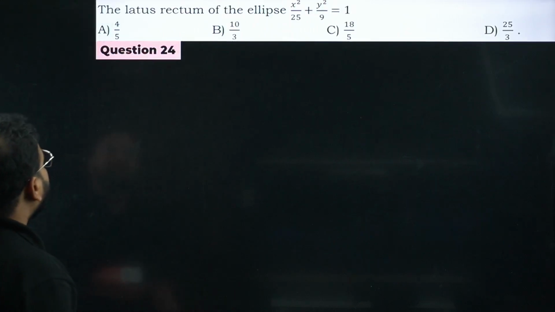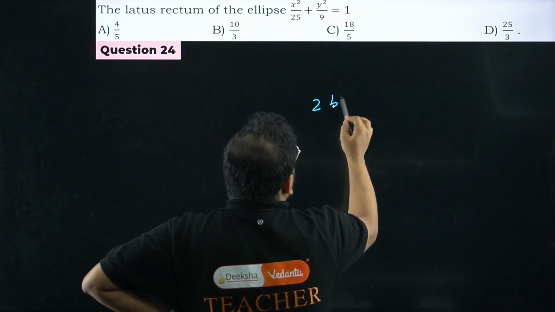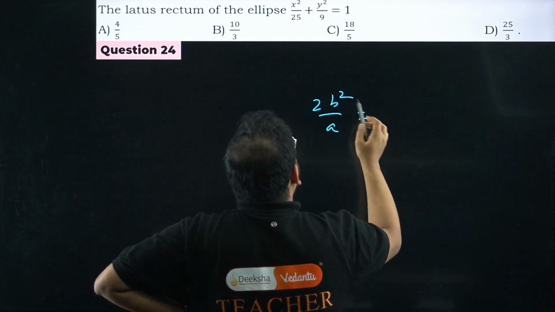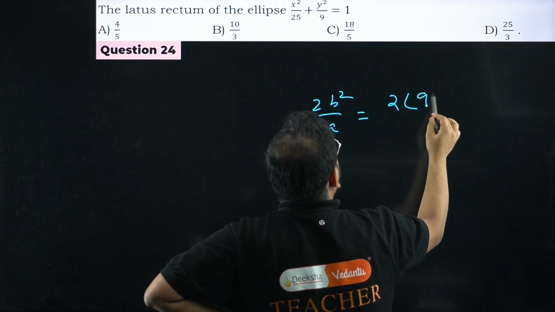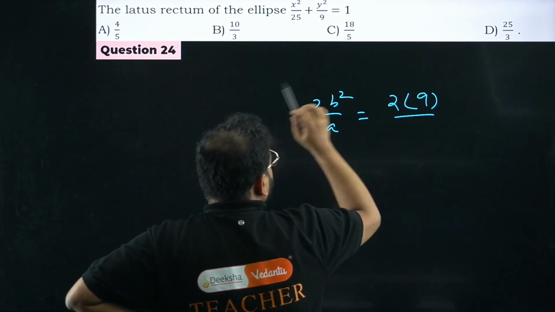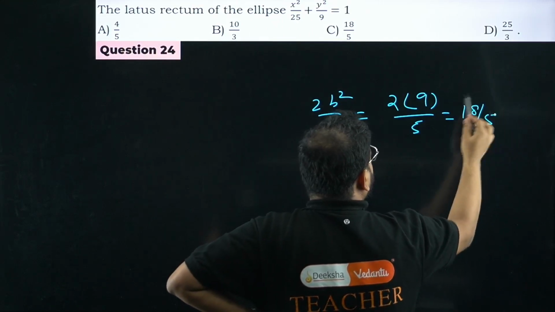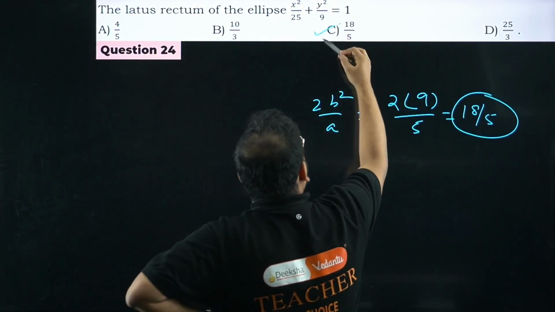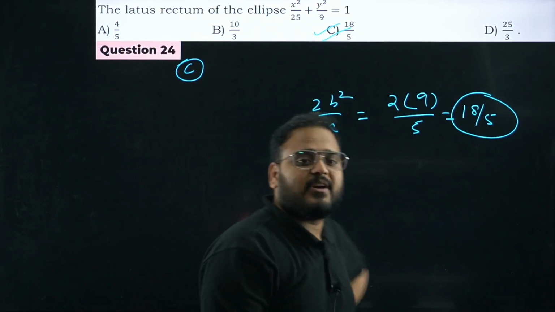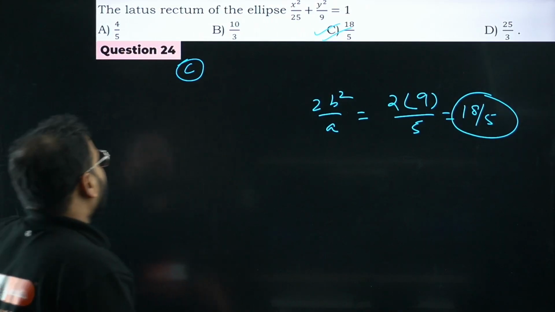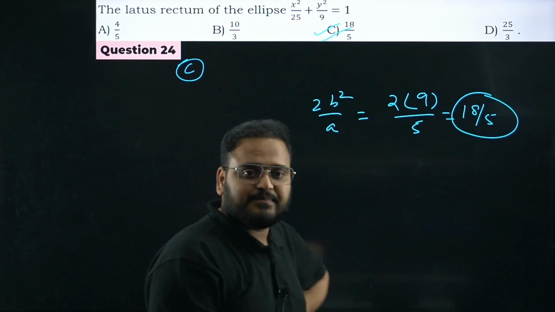Very simple. 24th. The latus rectum of ellipse. The formula is 2b square by a. What is that? 2 times b square is 9. What is a? Simply 5. Hence 18 by 5. Option C is correct. If you're getting a different answer, let me know. Option C is correct, I think. Yeah, 18 by 5. Okay?